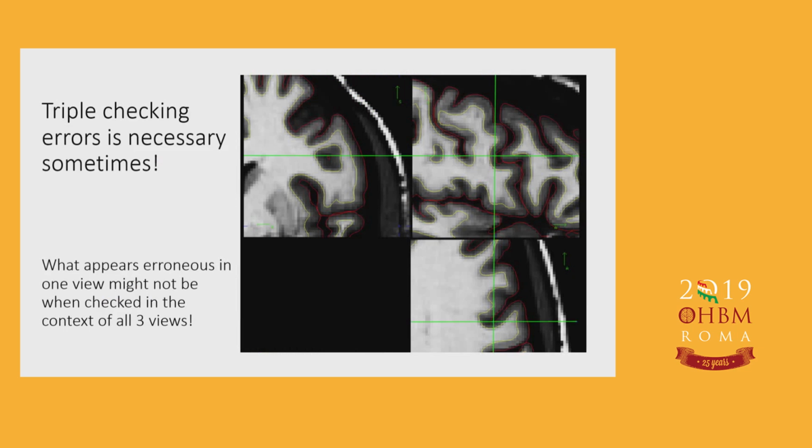And more importantly, this visual review needs to happen in multiple views if you care about voxel level accuracy. So I would say triple checking is sometimes necessary, because what can appear as an error in one view might not be in another.